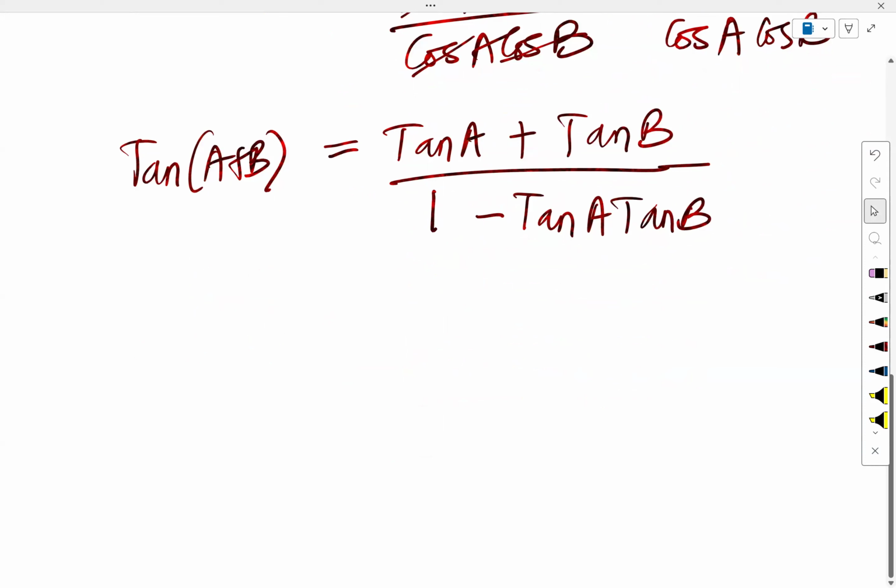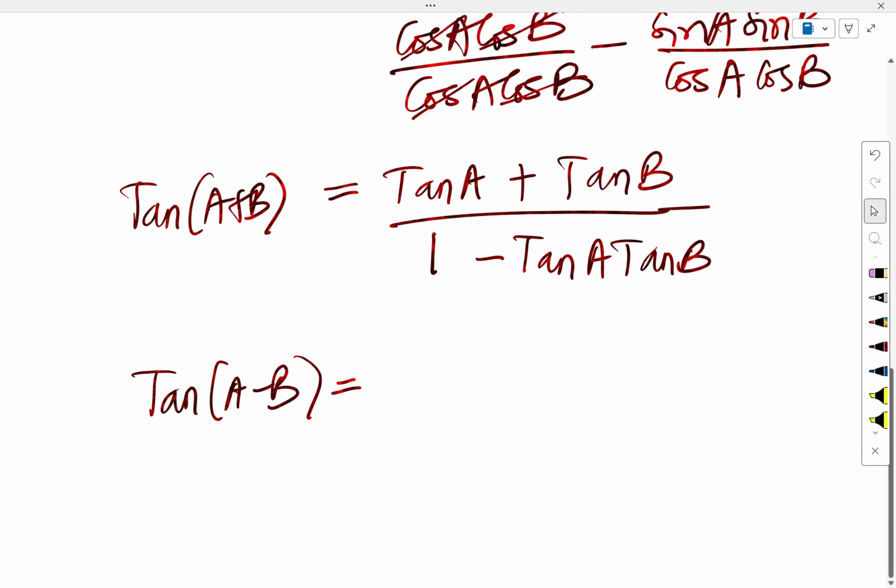And lastly, of course, if you do the difference, you have tan(A - B). Of course, you could go through the same process, but all you're just going to get is sin(A - B) over cos(A - B).